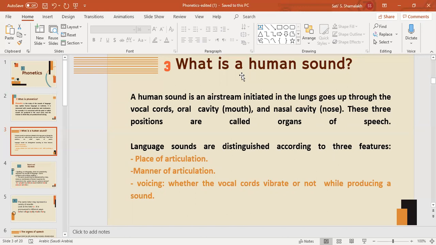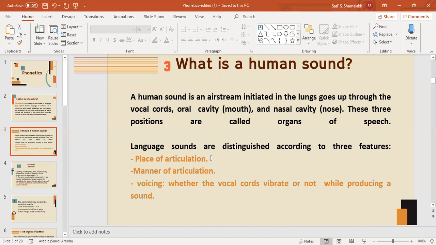cavity and nasal cavity. Language sounds are distinguished according to three features. We say place of articulation. What do we mean by place of articulation? Where we produce sounds exactly. For example, when I want to say the sound B. Now look, B. Where do you produce it? B. Your two lips are close together. B. Okay. It is not the same when I produce N. You find my tongue, look at your tongue. Where is your tongue?